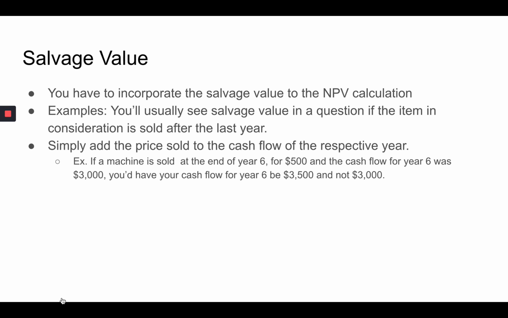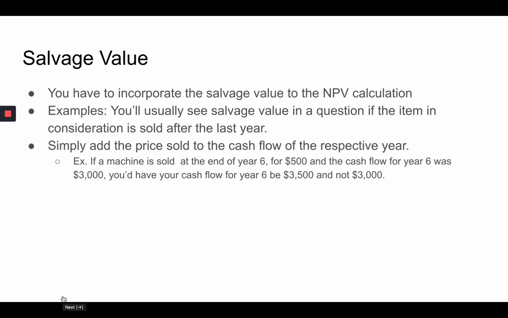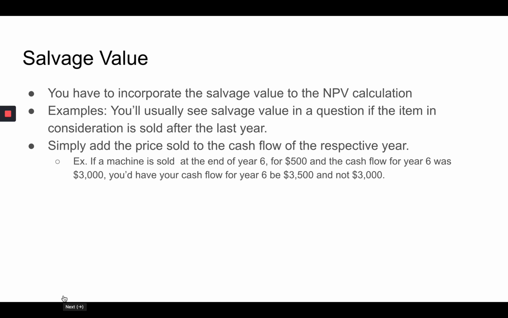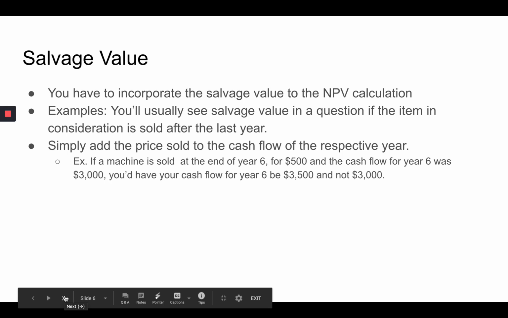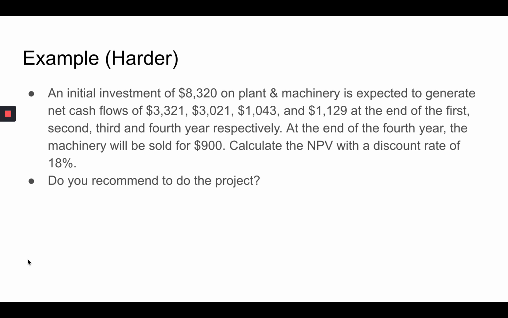For example, if a machine is sold at the end of year 6 for $500 and the cash flow for year 6 was $3,000, you'd have your cash flow for year 6 be $3,500 total and not $3,000. So again, just remember to add the salvage value to the last respective cash flow, and then it's just math from there. It's just setting it up like you did in the last problem, but adding the salvage value to the last year, or whichever year it was sold. So this is going to be a little harder of an example because you incorporate salvage value.